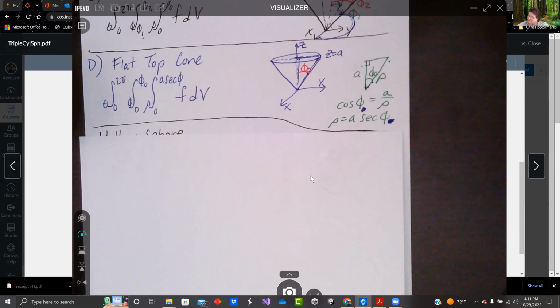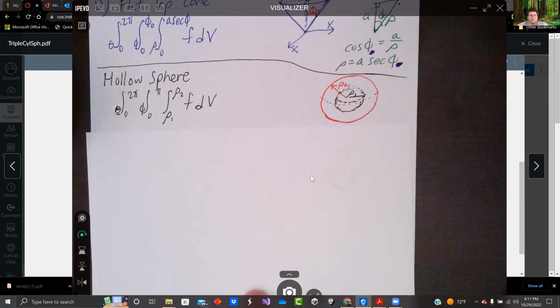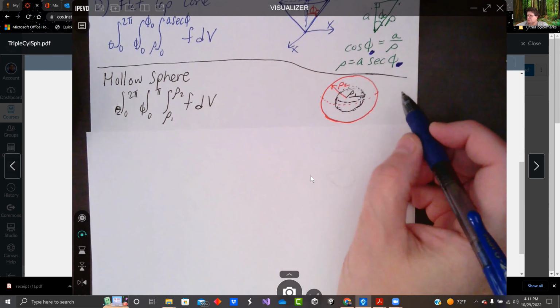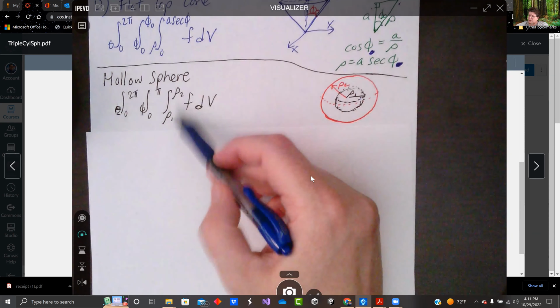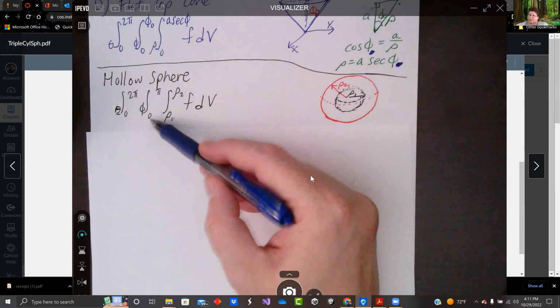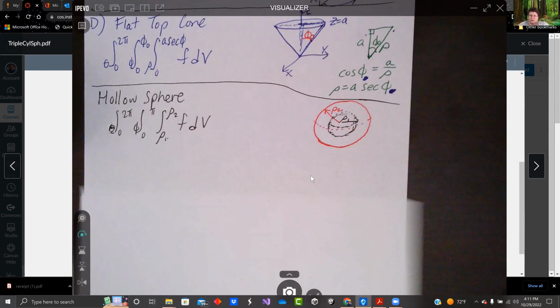If we do a hollow sphere, like an egg, but an egg isn't really spherical, is it? We've got an inner radius rho 1 and an outer radius rho 2. So that'll be our limits of integration on radius rho. Full sphere though is 0 to pi on phi and 0 to 2 pi on theta. So that'll be it for some shapes that are common using spherical.